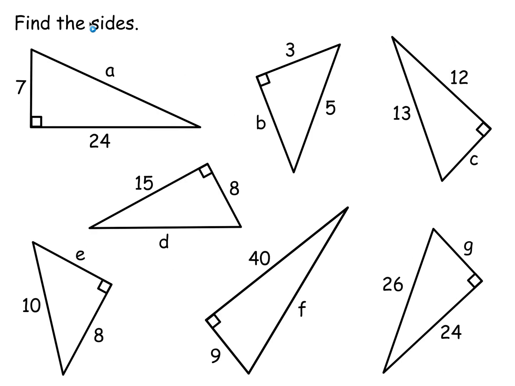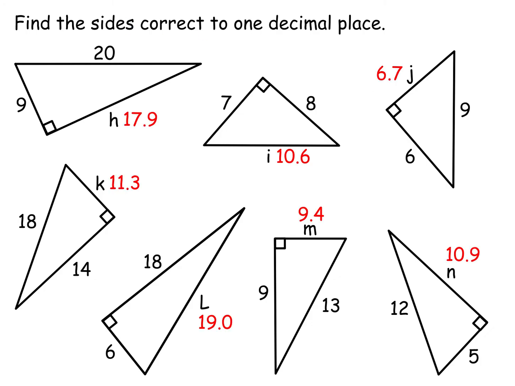And here are the answers. These are all Pythagorean triples because they're right angle triangles where the sides are all whole numbers. And the second part of the sheet, these are the answers.